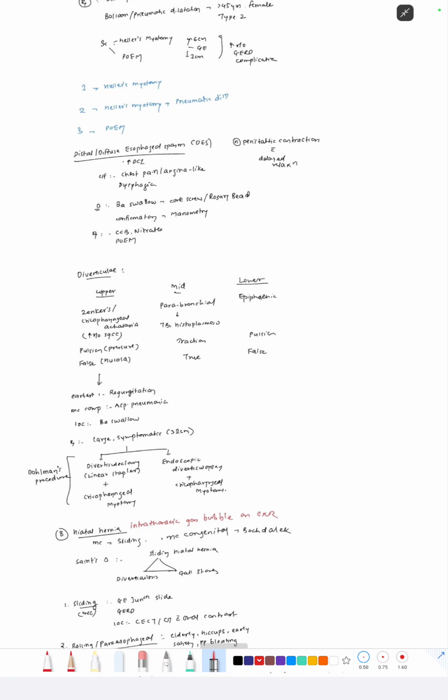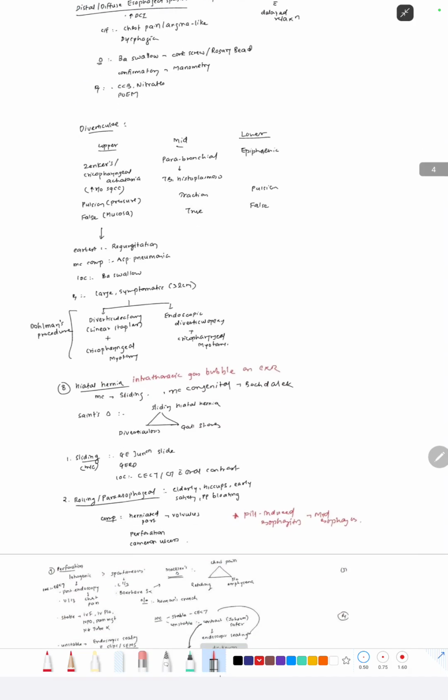In Zenker's diverticulum, the earliest feature is regurgitation. Most common complication is aspiration pneumonia, and investigation of choice is the barium swallow. Management, if it's large, symptomatic, more than 2 centimeters, then you have to go for Dohlman's procedure. In Dohlman's procedure, it is a diverticulectomy using a linear stapler and cricopharyngeal myotomy, that is, that mass is removed out. Or it can be endoscopic diverticulopexy and cricopharyngeal myotomy.